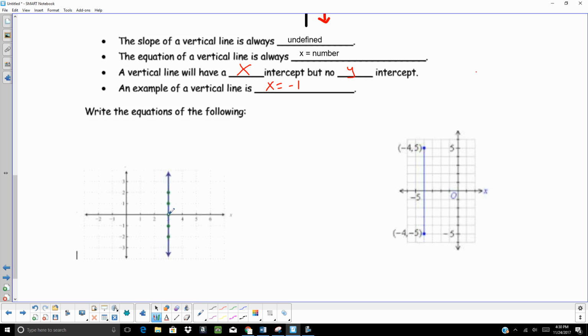Here, looks like my y-intercept is 3. I'm sorry, did I say y-intercept? I meant to say x-intercept. My x-intercept is 3, so it is x equals 3. Take a second, pause, do the next one on your own.